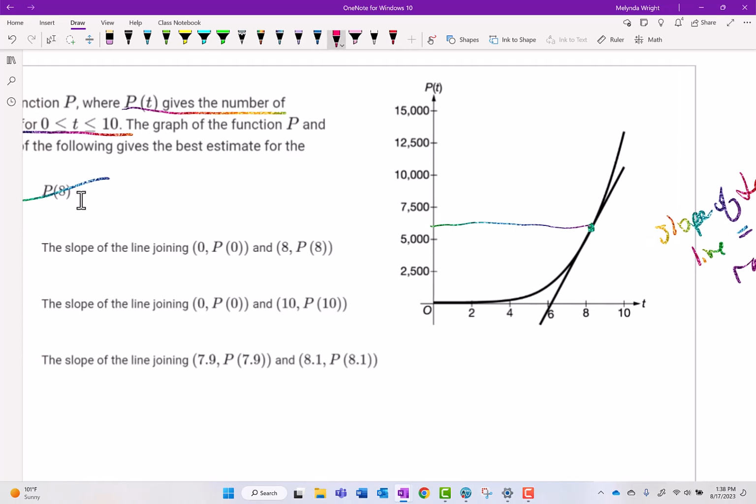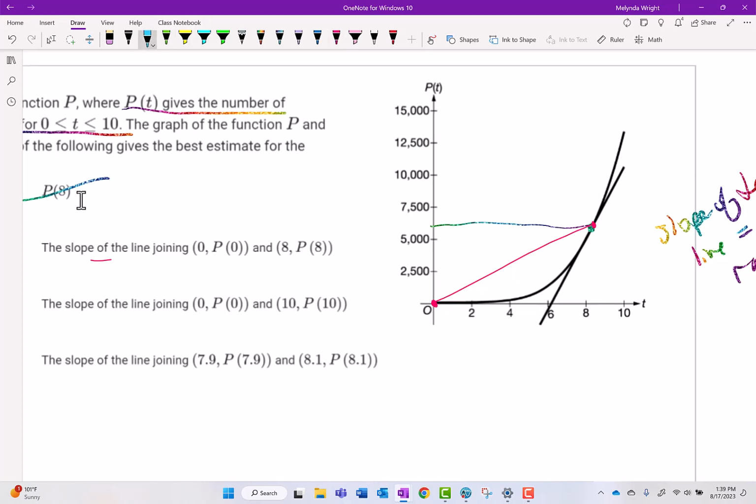So this one is going to be pink. So we're going to 0, p of 0, so that's right here. And 8, p of 8, would be right here. So that slope. Does that look like a good estimate of that tangent line that's drawn? Not really, does it? No, it's not as steep. I'm not liking that. Okay, let's change colors.